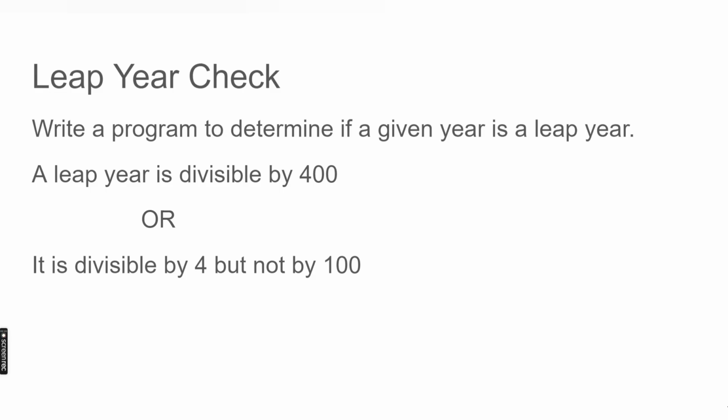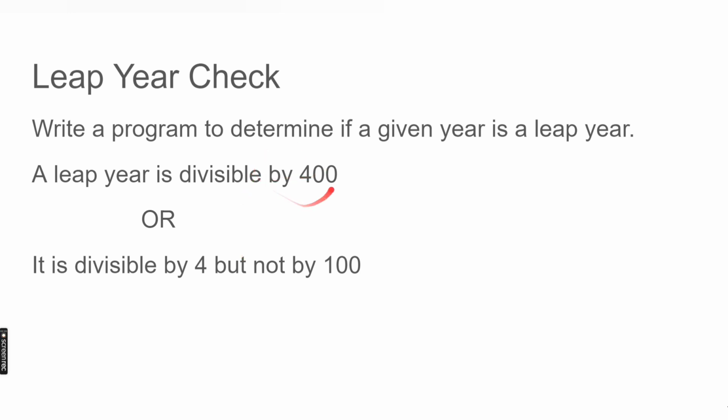In this video, we are going to learn how to check whether a year is a leap year or not. A leap year is a year which comes every 4 years, right? So what is the criteria to check a leap year? A leap year is divisible by 400. So any year which is divisible by 400 is a leap year, or it is divisible by 4 but not by 100. So these two conditions we need to check when you are provided with a year.